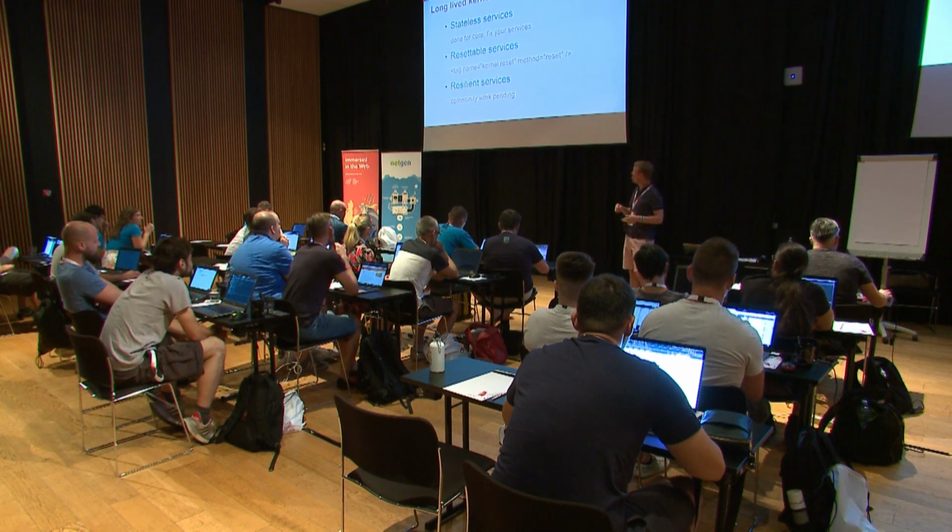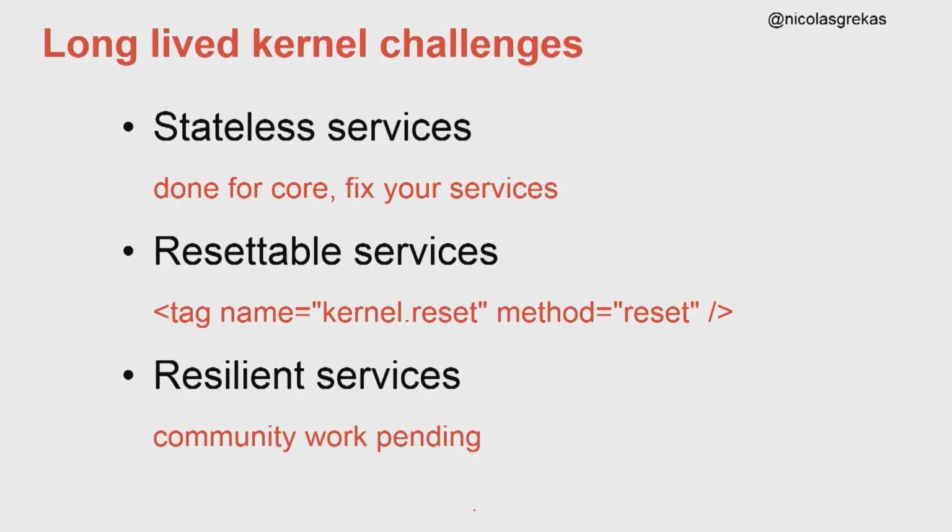This is about challenges for long-lived services. So this is the most difficult one. It's resilient services. So community work pending, I think this is not solved at all. So what's a resilient service? Do you have an example?